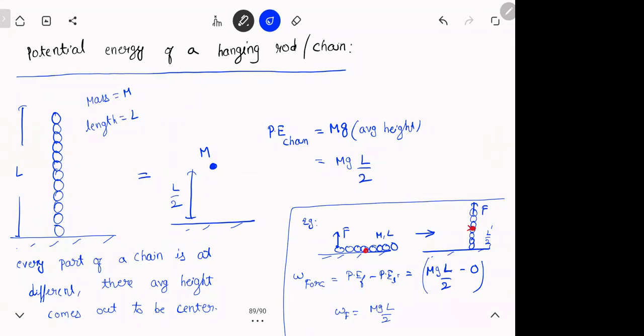Kinetic energy is anyway 0. So we'll get some simple questions like that. How much work do you do in order to lift the chain vertically? It is not mgl because every point is not going L. Some points are 0, some points are L. So you always take the average. Does this make sense?